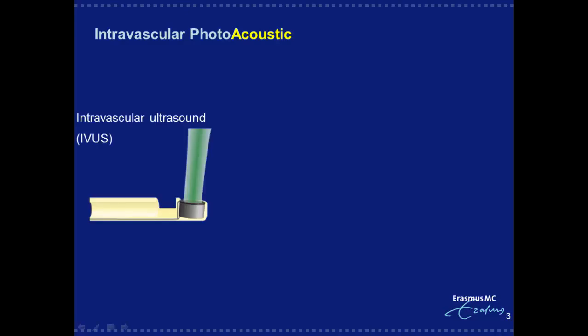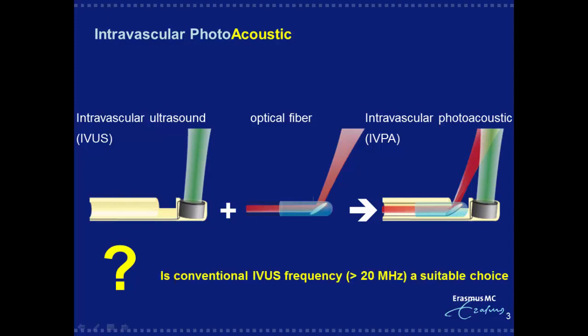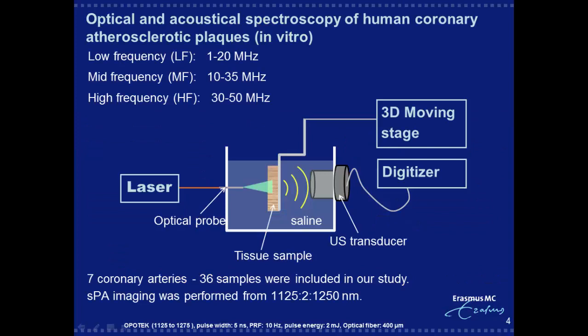And generally speaking, the catheter for this combined imaging system mainly consists of an ultrasound transducer plus optical fiber. And to guarantee a nice IVUS imaging, normally a transducer with the central frequency higher than 20 MHz is used. The question is, is that also a good choice for photoacoustic imaging? To answer this question, we started a study on human coronary artery samples.